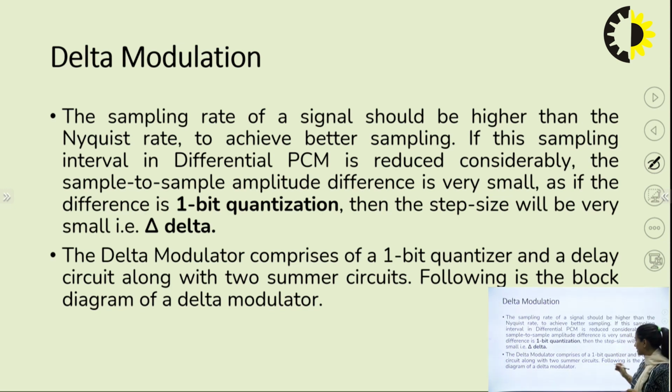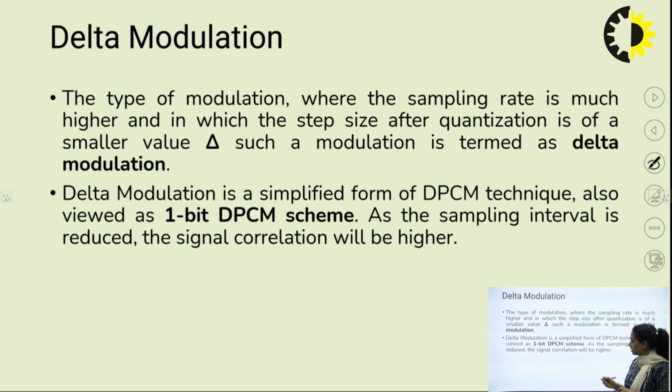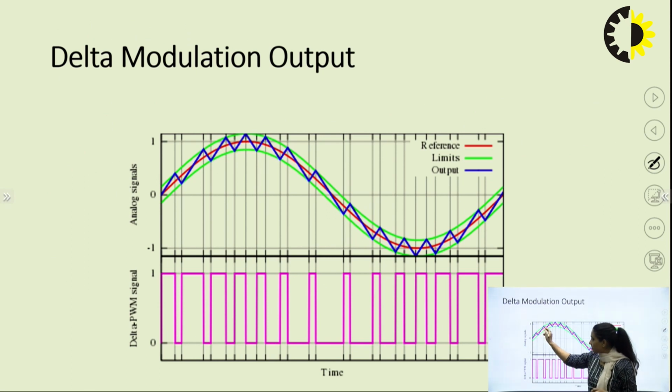We simply can assume an analog wave, and when I represent it in a staircase manner, that kind of output wave, if we get it from an analog signal, that kind of output is delta modulated output, right?